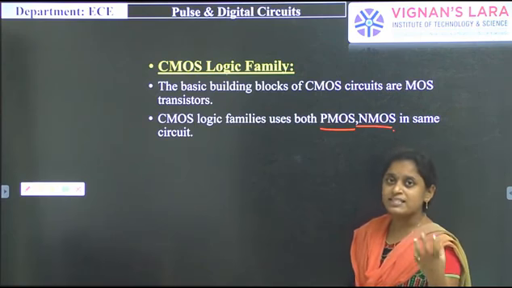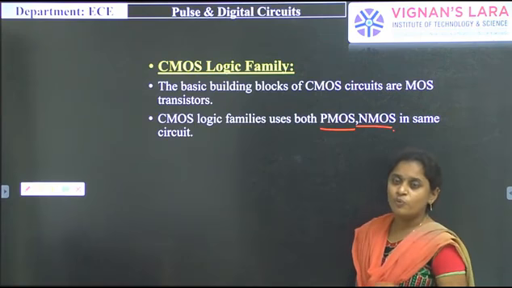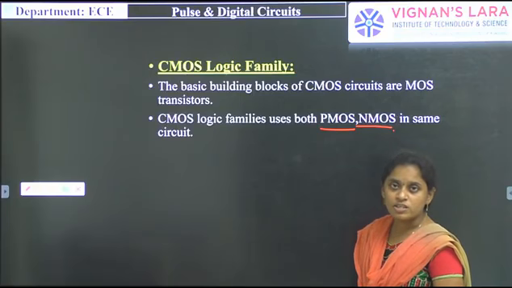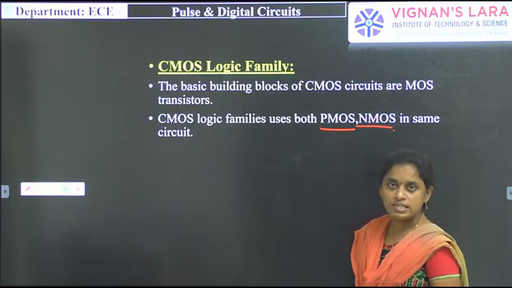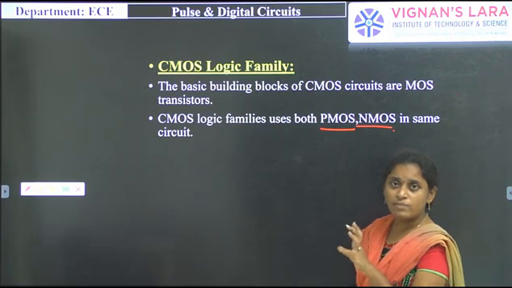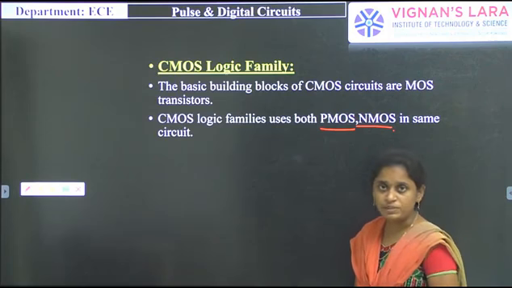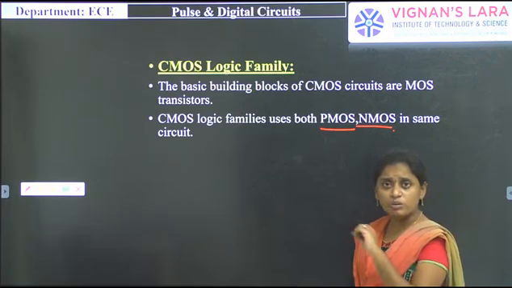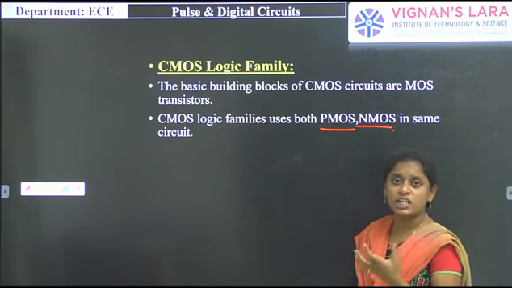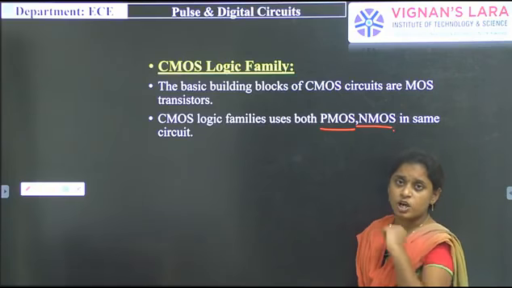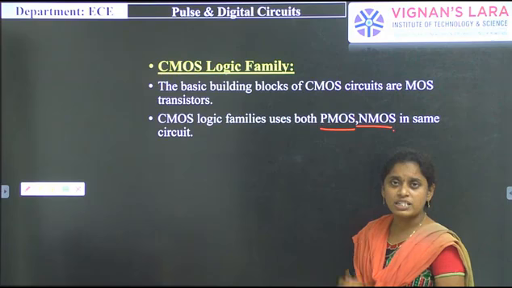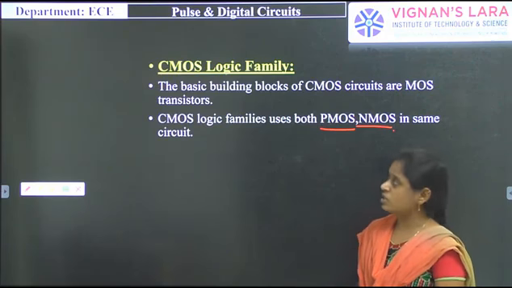So that's why it is used in handheld devices. For designing handheld devices like smartphones, watches, and cameras, we go for the CMOS logic families. These are the examples where we use the CMOS logic family. Why? Because here the power consumption is very less. So that's why we go for this CMOS logic family.